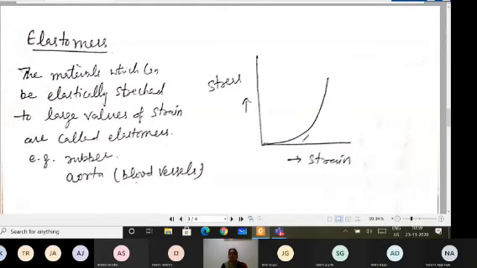And the examples, as I've said, are rubber we use in day-to-day life, and in your body, the blood vessels which carry the blood from your heart, the aorta vessels, which behave like elastomers. So rubber is not an elastic material, it is an elastomer. That you should know.